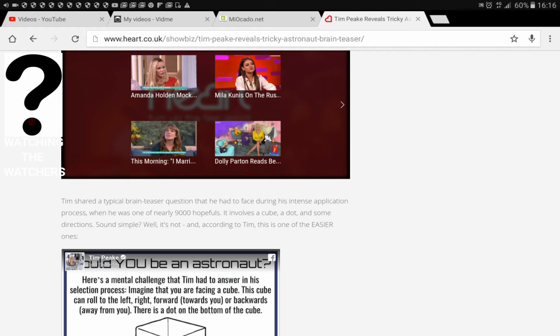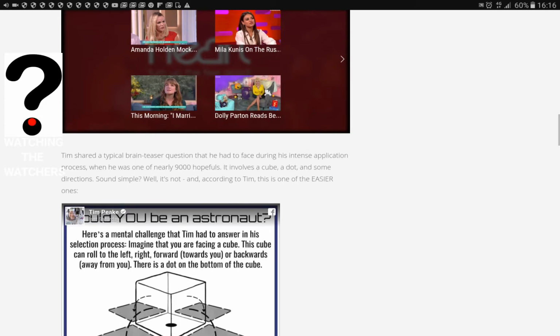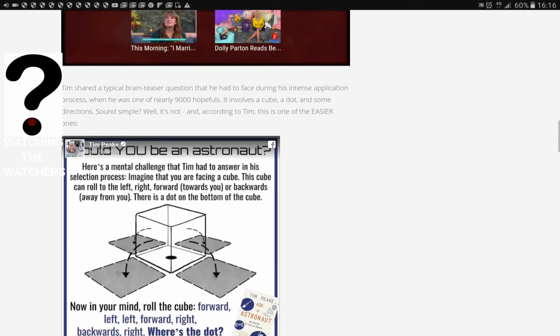Tim shared a typical brain teaser question that he had to face during his intense application process when he was one of nearly 9,000 hopefuls. It involves a cube, a dot, and some directions. Sounds simple? Well, it's not. And according to Tim, this is one of the easier ones.